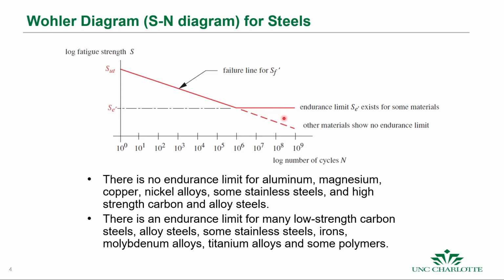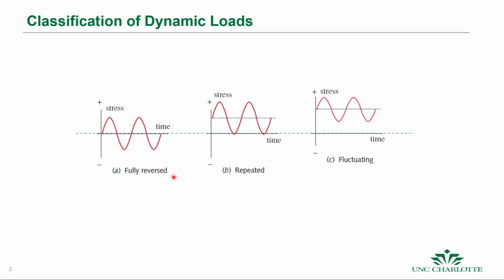But fortunately for us as designers, a lot of low-strength carbon steels and alloy steels, some stainless steels, irons, molybdenum alloys, titanium alloys, and some polymers actually do have an endurance limit. So anytime we have dynamic loads, we really have to consider the materials, and our responsibility as a designer is to make sure that whatever we design is going to last for its intended life cycle.